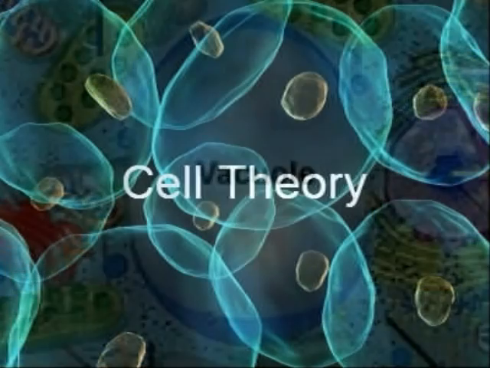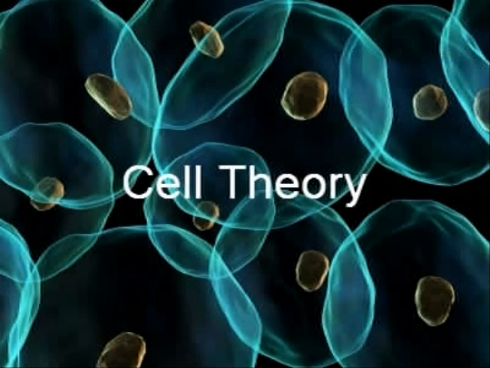Now that we're done looking at all the cells, I want to tell you all what cell theory is all about. Cell theory is one of the fundamental concepts of biology. There are three basic concepts to cell theory: cells are the basic units of structure and function in living things, new cells are produced from existing cells, and all living things are composed of cells. And that basically wraps up cell theory.